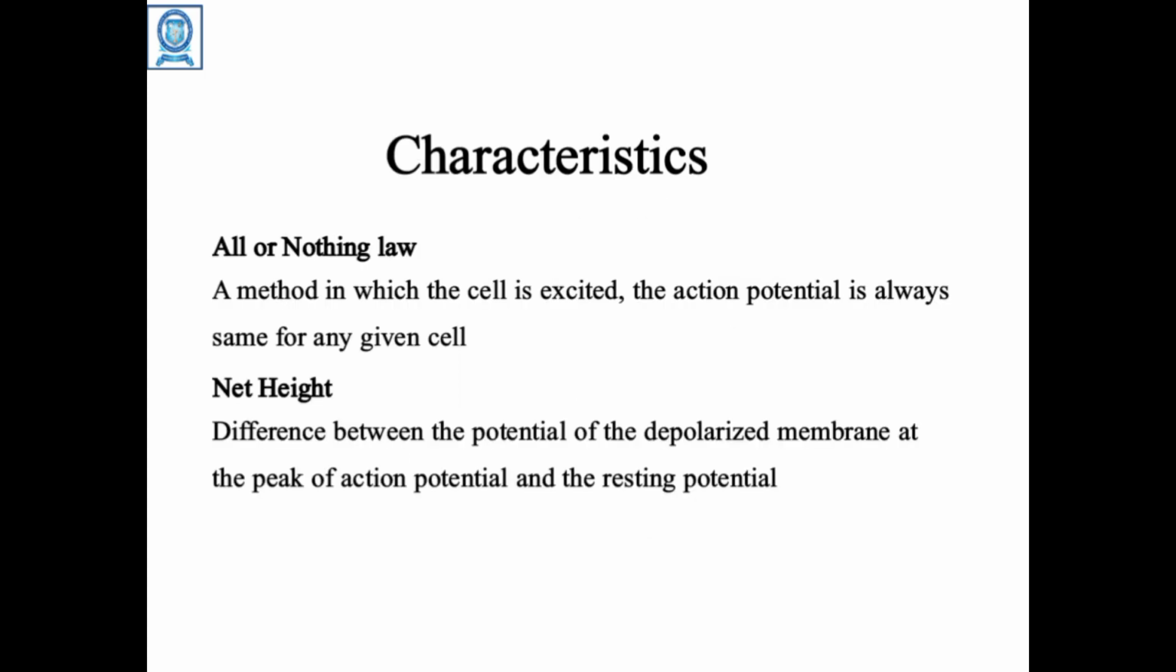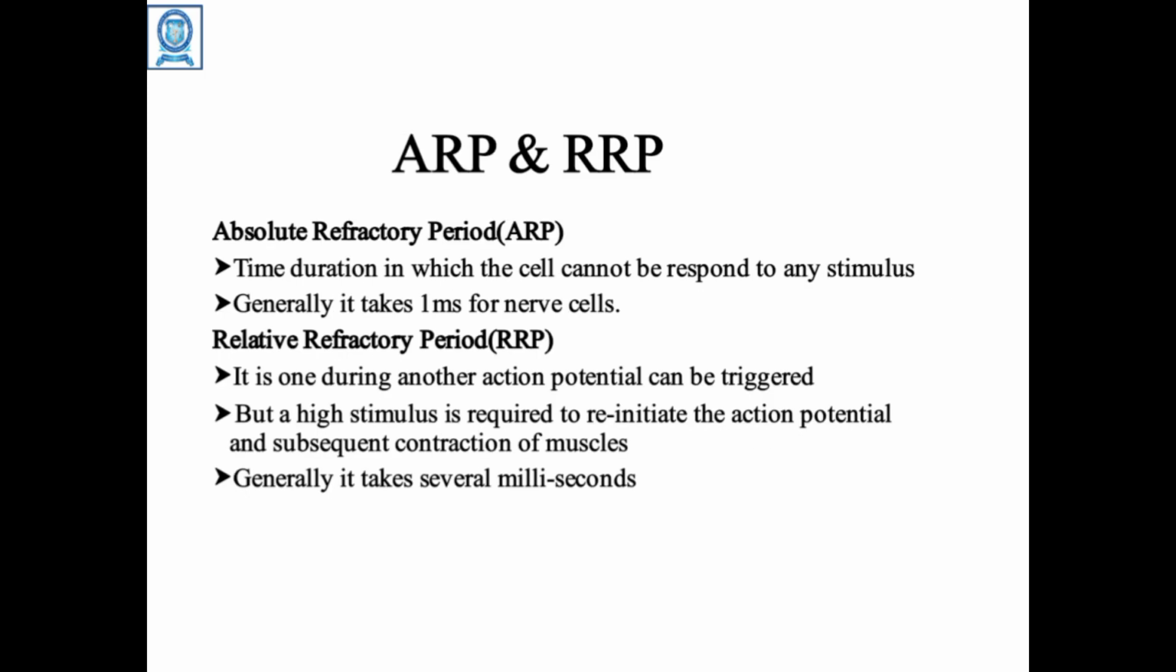Here the characteristics: the all or nothing law is a very important law. When a cell is excited, the action potential is always the same for any given cell. Net height is the difference between the potential of the depolarized membrane at the peak action potential and the resting potential. ARP and RRP: ARP means absolute refractory period.